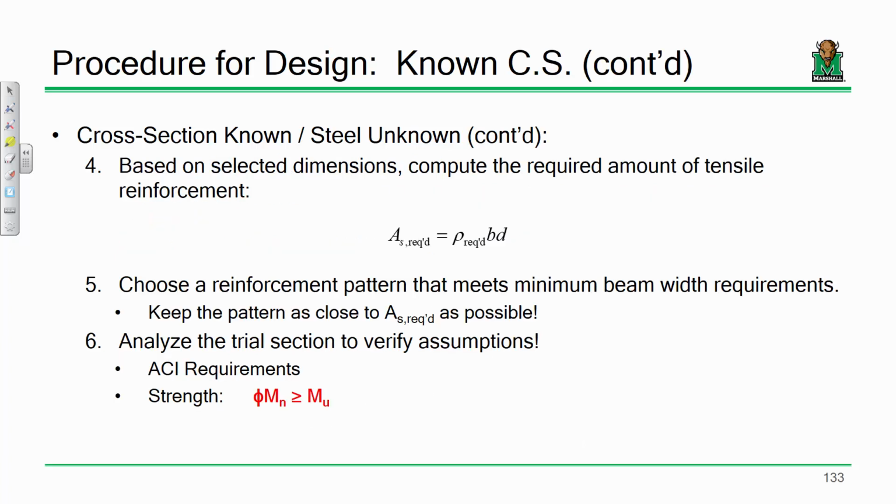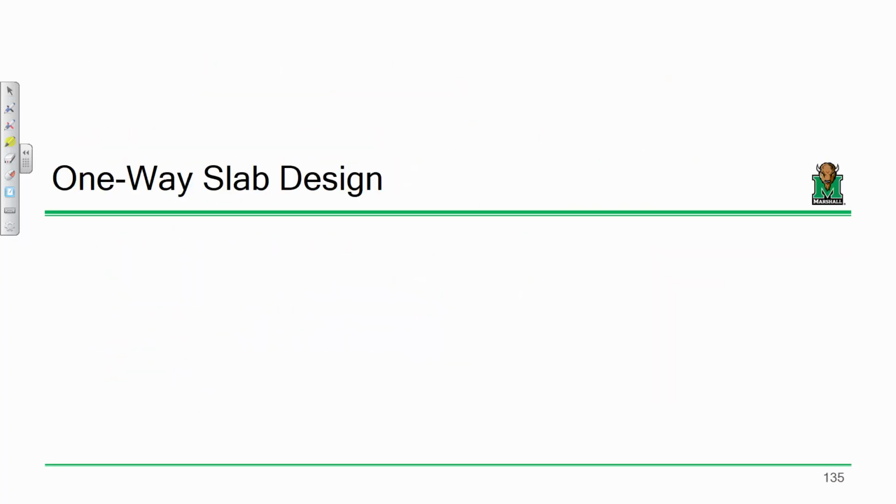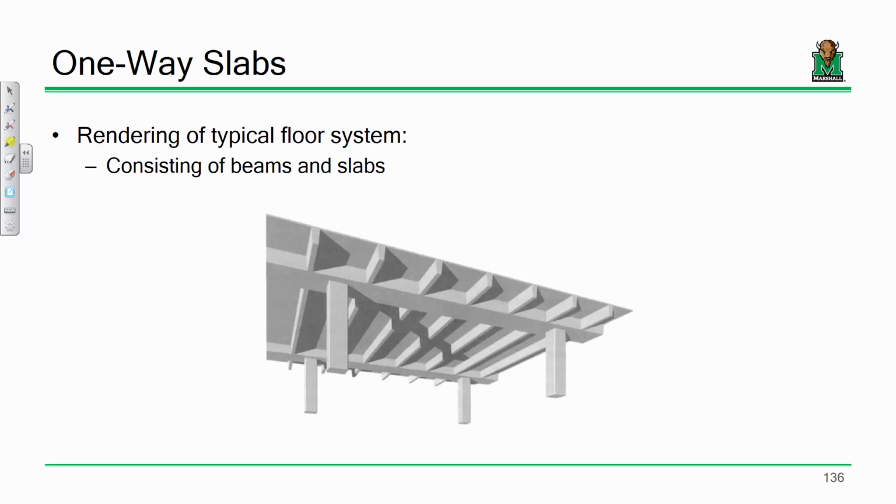So we'll do that pretty quickly, and then we'll go into slab design. And the idea is, okay, if I look at a typical floor system, I've got beams, girders, and slabs in between. So the idea is when we're done, you can design the whole floor system.